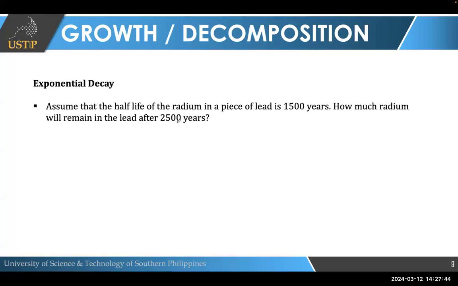Okay. Assume that the half-life of the radium in a piece of lead is 1,500 years. How much radium will remain in the lead after 2,500 years? So same like before, we can have dA over dt is equal to kA. Same like before, we will have A is equal to A naught e to the kt.